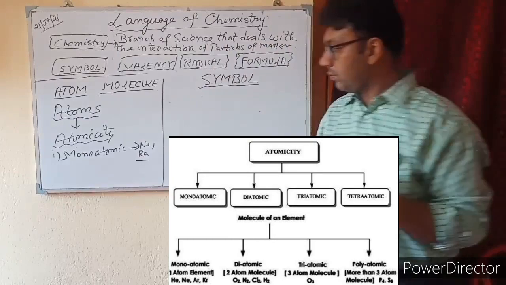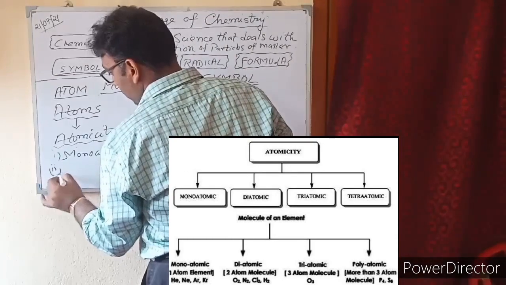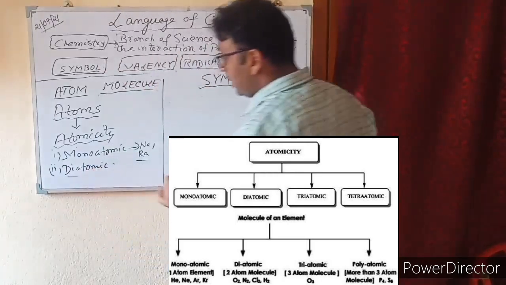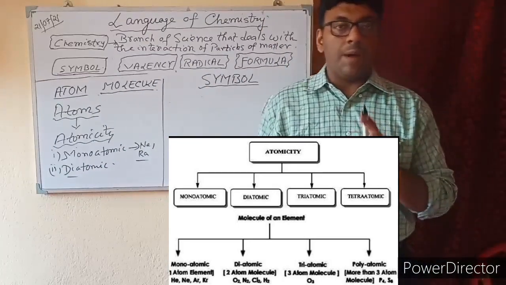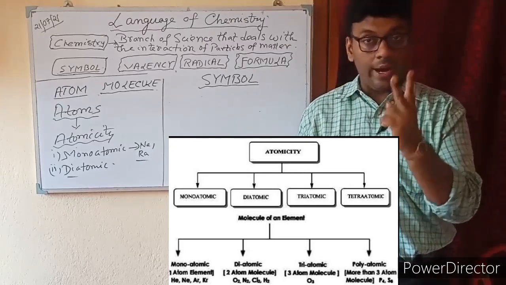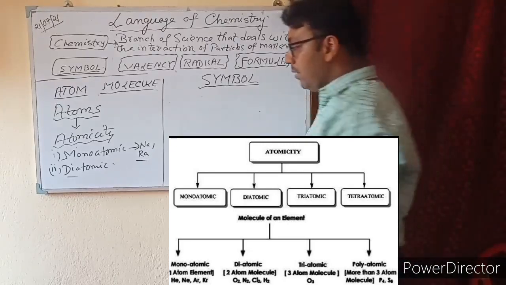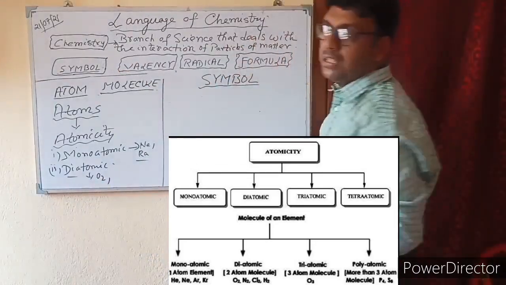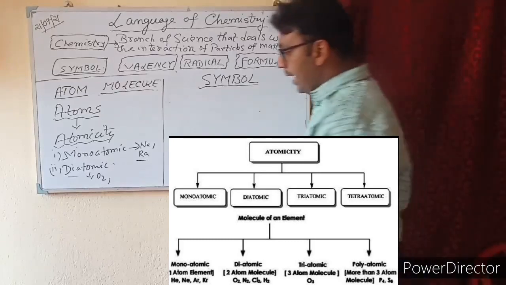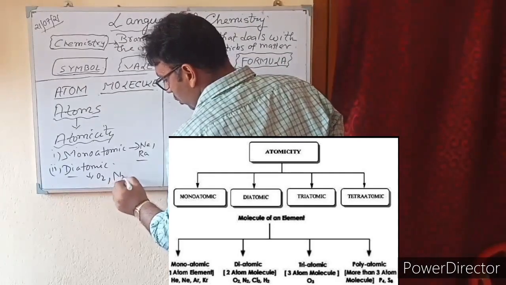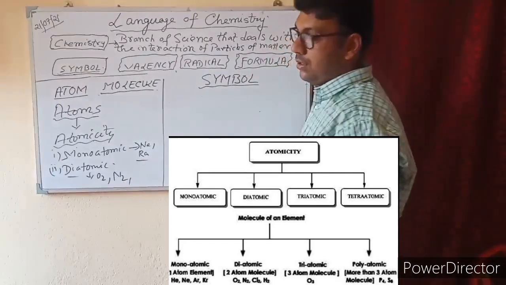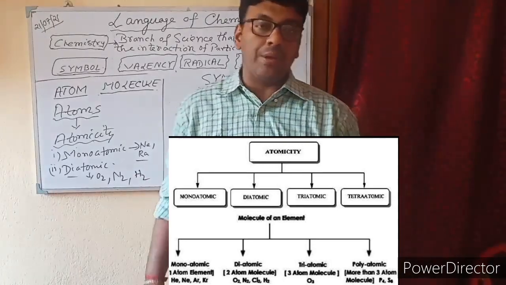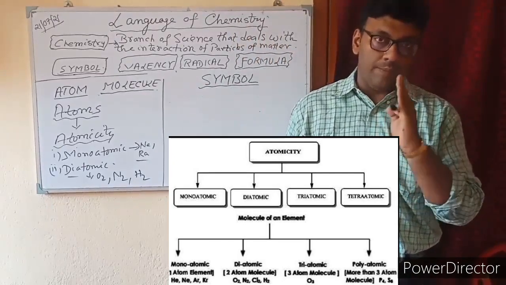Number two, diatomic. Diatomic means here the molecule is made up of two atoms. Example, O2, oxygen, O plus O. Again, N2, nitrogen, H2, hydrogen. These are all examples of diatomic molecules.